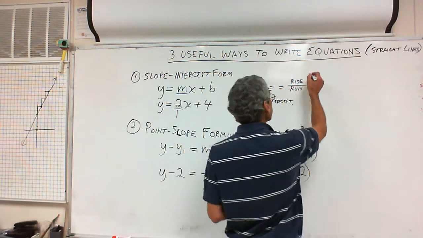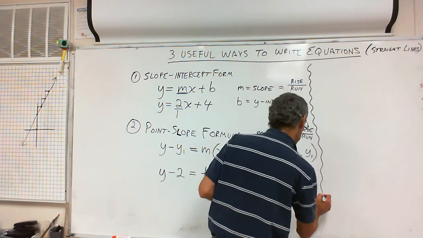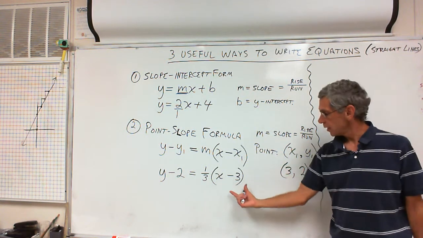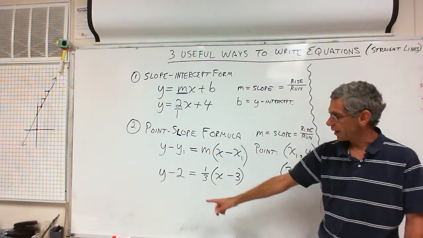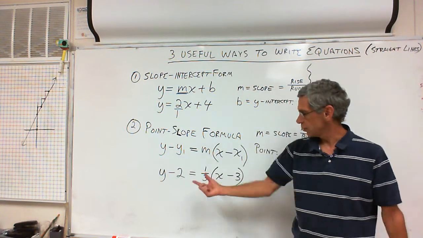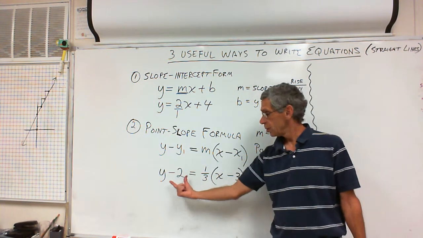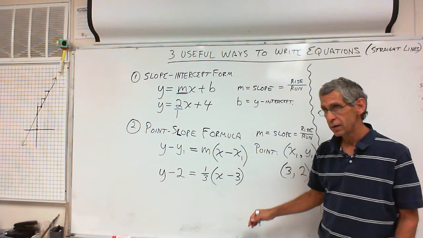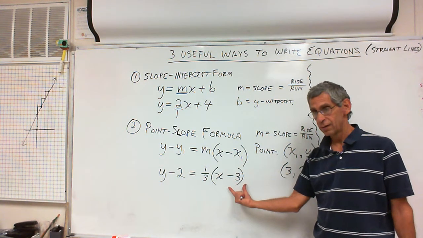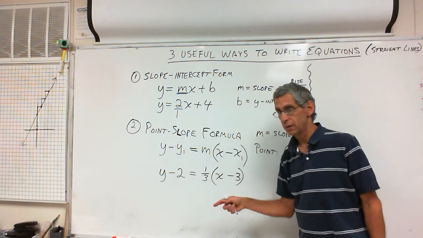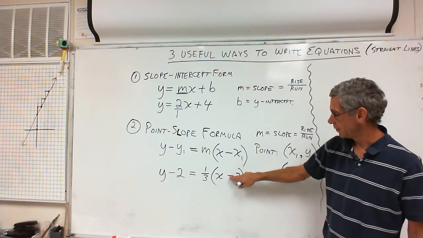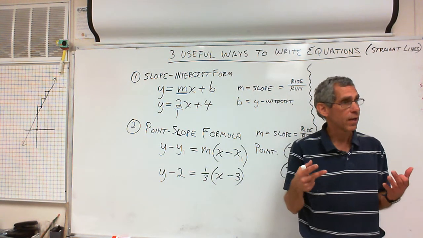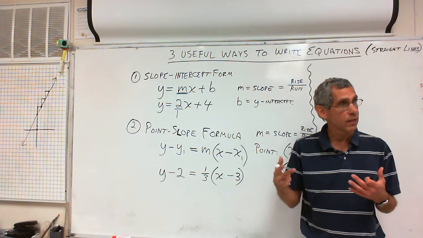So the point is the opposite of the number shown. So this would be positive 3, positive 2. If I had written this as positive 3 here, this would be negative 3, positive 2. See what I mean? It's the opposite of what you see. Okay? So they give you a point and they give you a slope.